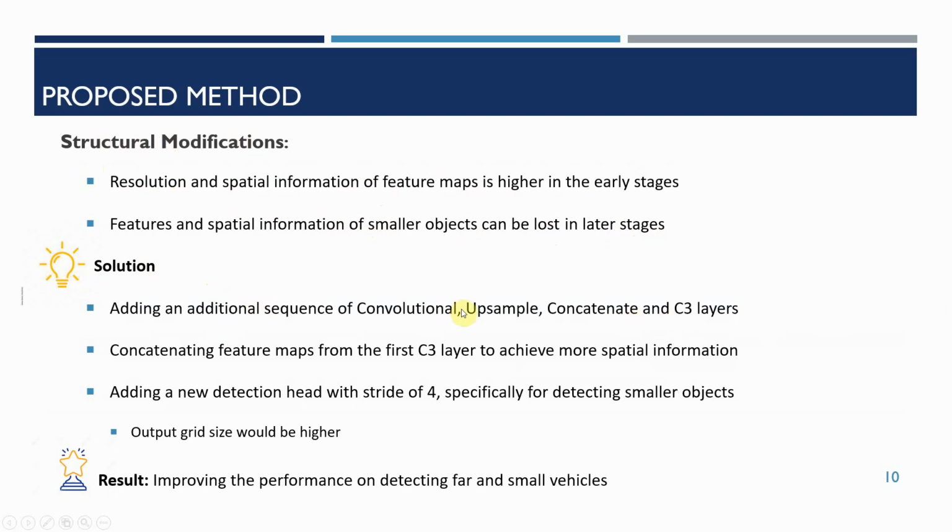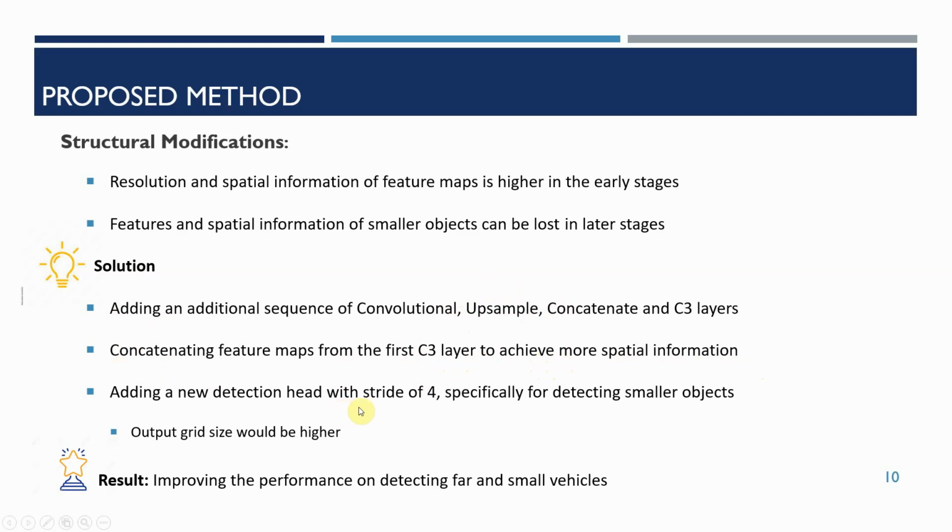So, especially the upsample layer can be helpful in maintaining the feature maps which have higher spatial information. Concatenating feature maps from the first C3 layer to achieve more spatial information was our solution, because as we said, the initial layers have more resolution and spatial information.